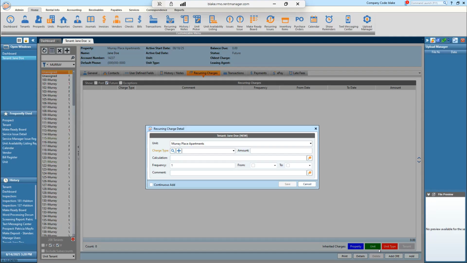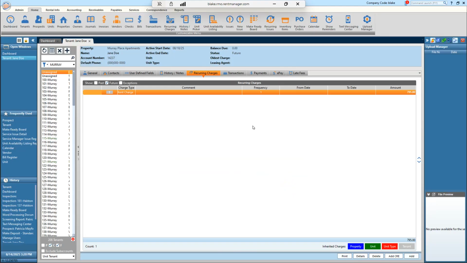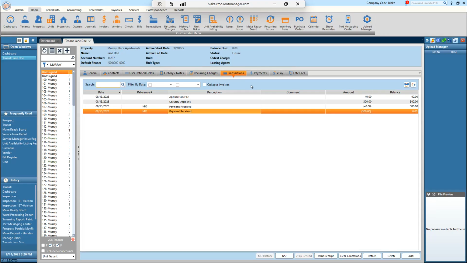We're going to add a rent charge, RC, and it's going to be for the market rate of $7.95 for a 1 bed. We are not going to include a from date because this is a first time charge and it will automatically know to charge it on the 1st. We're going to hit save. And now next month going forward for the month of September, Jane will automatically be charged the market rate of $7.95 rent going forward. Whenever we go over to transactions, we see where she's paid her deposit and her application fee, but she needs to pay her prorated rent to move in today.